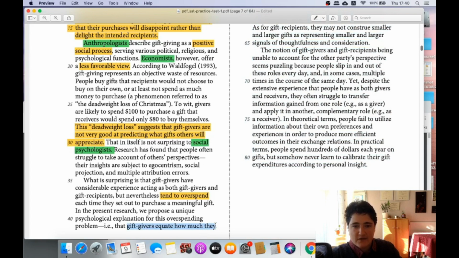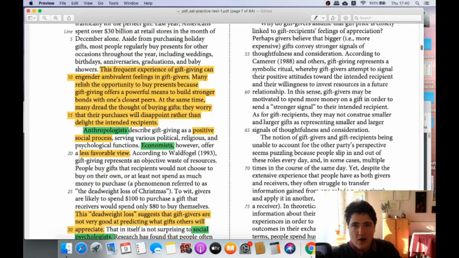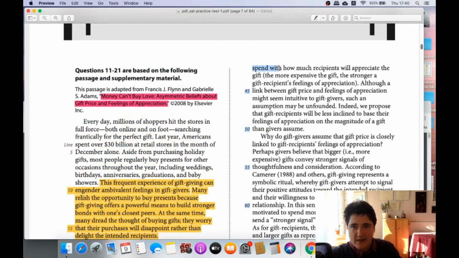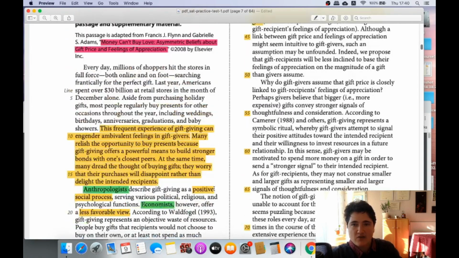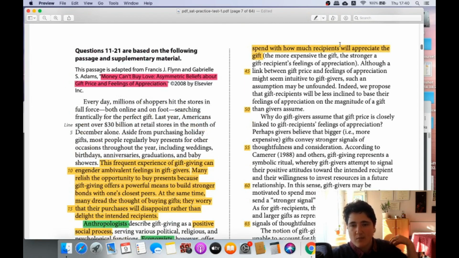Well, gift givers equate how much they spend with how much recipients will appreciate the gift. So gift givers equate how much they spend with how much the recipients will appreciate. And gift givers think that the more expensive the gift, the stronger the feeling of appreciation. So this is what gift givers think.